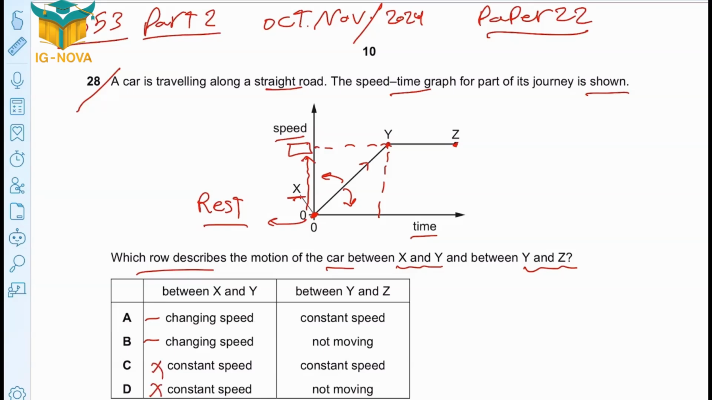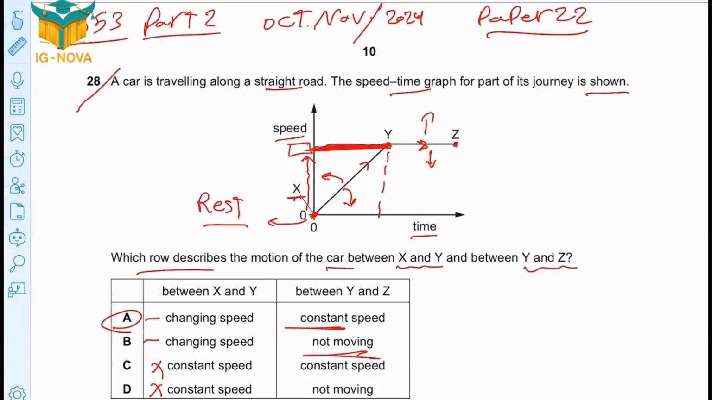Then, when the object reaches Y, it moves to Z. From Y to Z, it has a definite value of speed. As time passes, speed doesn't change; it's constant here, with no increase or decrease in speed. That means speed is constant in this case. So I'm going for A.